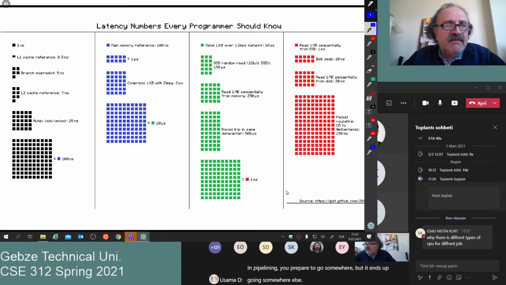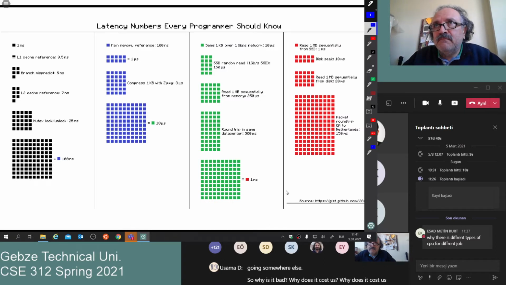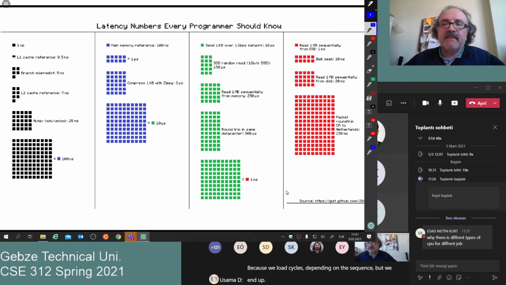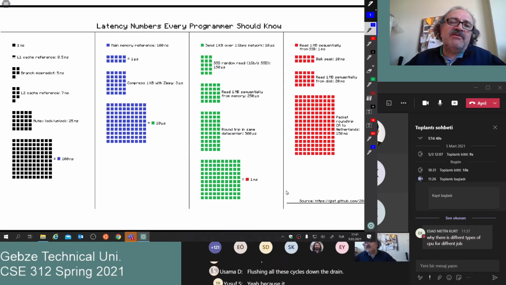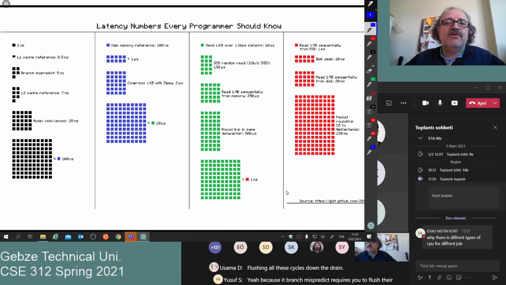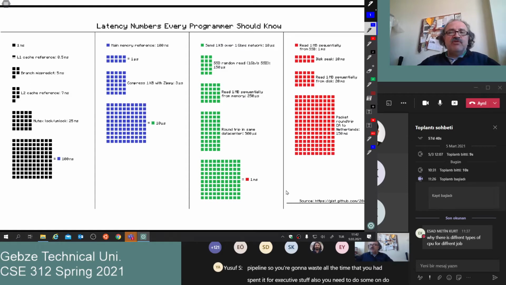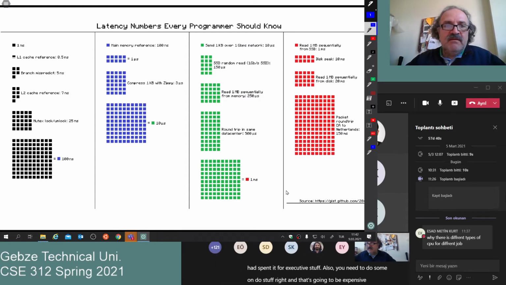So why is it bad? Why does it cost us time? Because we load cycles depending on the sequence, but we end up flushing all these cycles down the drain. Because branch mispredict requires you to flush the pipeline, so you're going to waste all the time that you had spent for executing stuff. Also, you need to do some undo stuff, right? And that's going to be expensive sometimes. So you have to do all the branching stuff again and again until it is correct. Yeah. So branch mispredict is expensive.